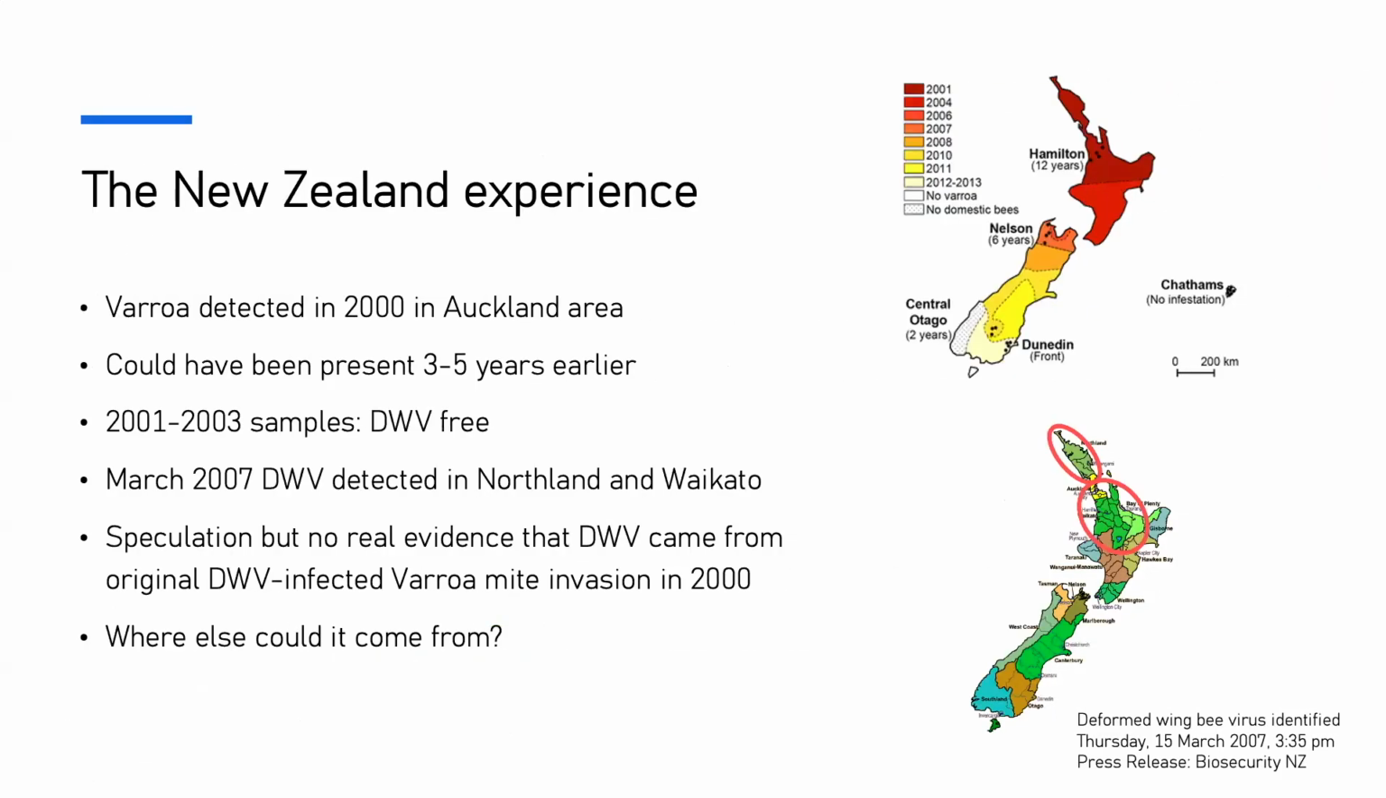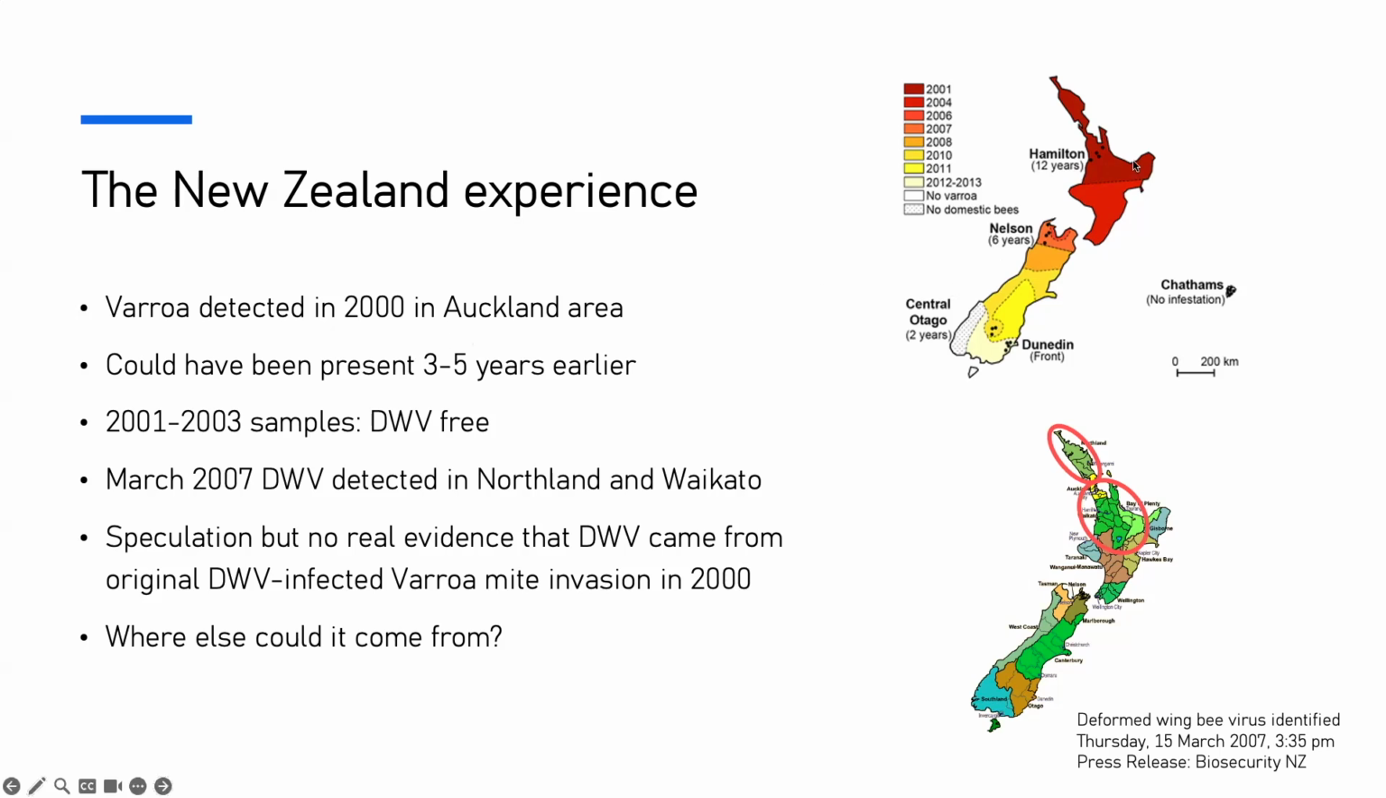Now let's look at our neighbors from New Zealand and their experience. Of course, Varroa there, as most of you would know, especially if you have been a member of the club and have participated in the Saturday meetings, we talk about that quite regularly. They detected Varroa first in 2000. According to the epidemiologists, it could have been present up to 3 to 5 years earlier. We don't know exactly when it was introduced.